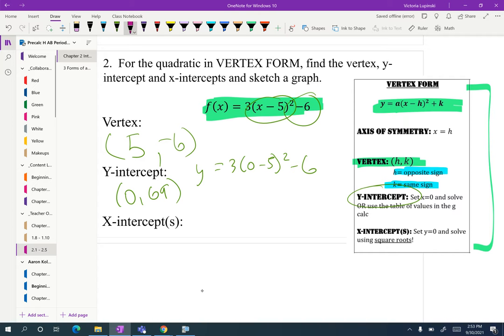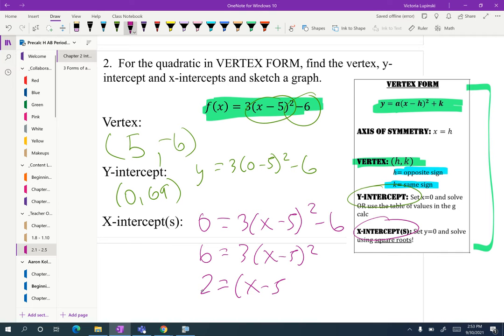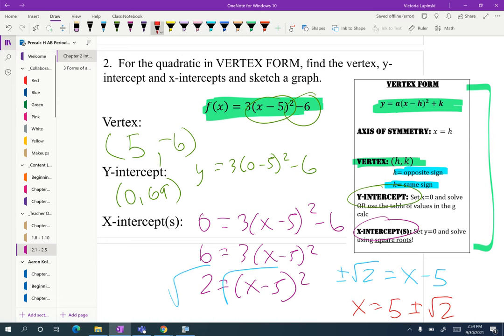To find the x-intercepts, you're of course going to put a 0 in for the y, or in this case, the f of x, and then you're going to go ahead and solve. This is obviously not factorable, so you're going to add the 6. You're going to divide by 3. You're going to get rid of the squared. How do you do that? Take the square root. When you take a square root, don't forget the plus or minus. The square root of 2 cannot be simplified. In your final answer, move the 5 over, put the plus or minus in the middle, and then the square root of 2. Those are your x-intercepts.